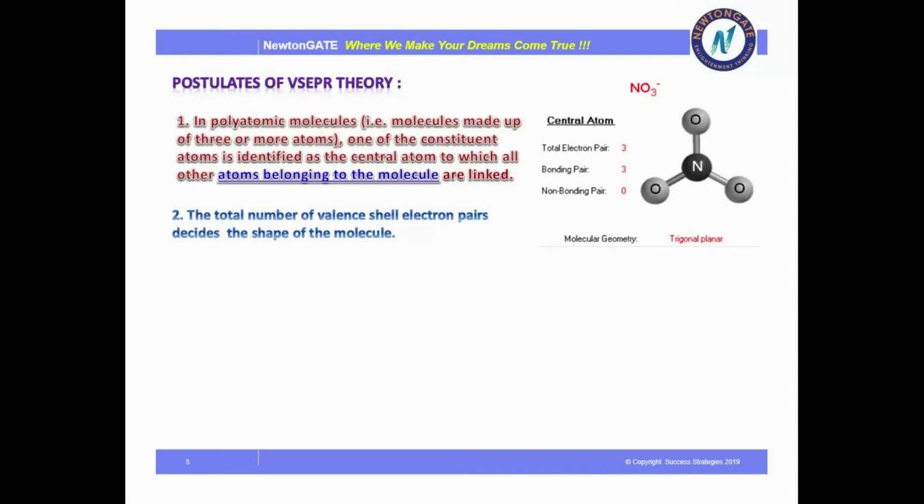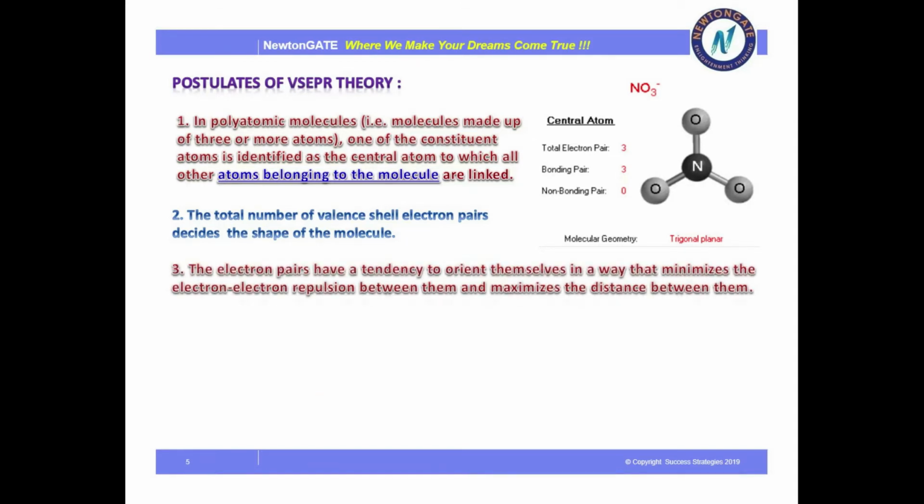Next postulate, the total number of valence electron pairs decides the shape of the molecule. The total number of electron pairs in the valence shell decides the shape of this molecule. Next, the electron pairs have a tendency to orient themselves in a way that minimizes the electron-electron repulsion between them and maximizes the distance between them. So, electron pairs have a tendency to orient themselves in a way that minimizes the electron-electron repulsion and electron pair bond pair repulsion and maximizes the distance.